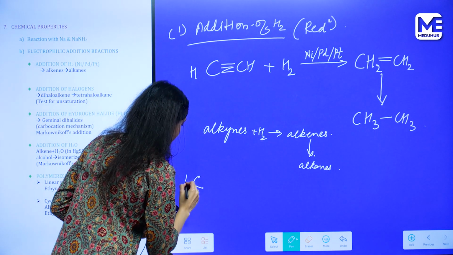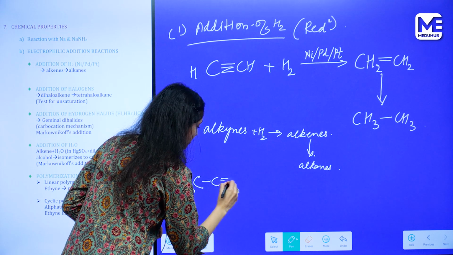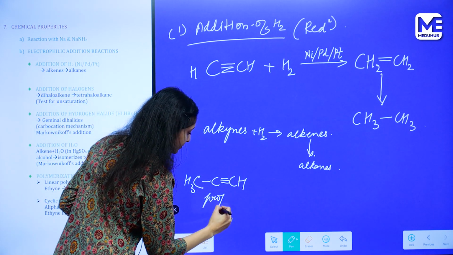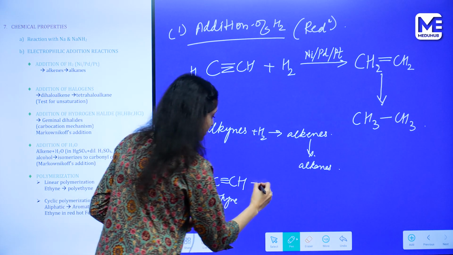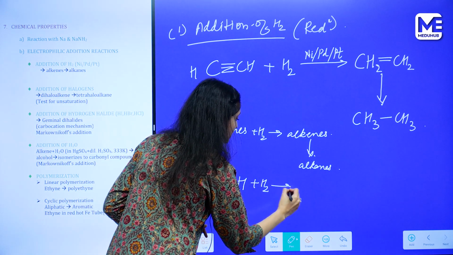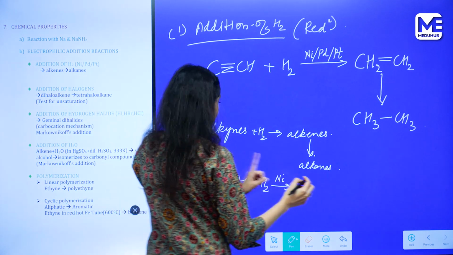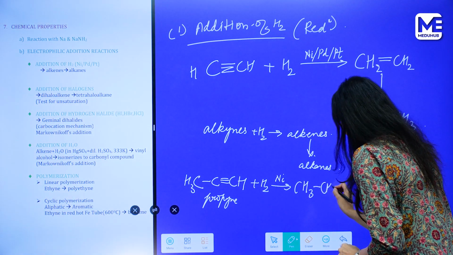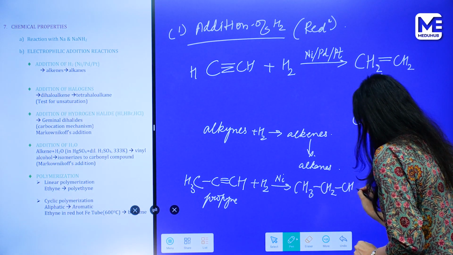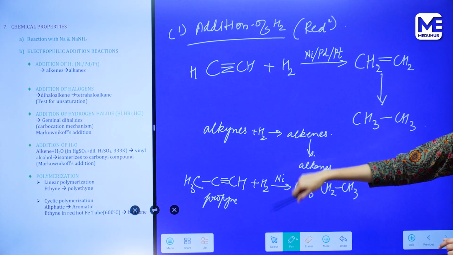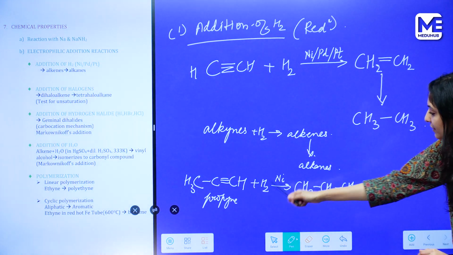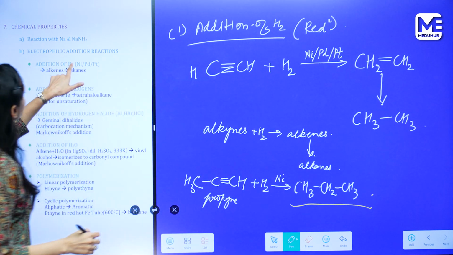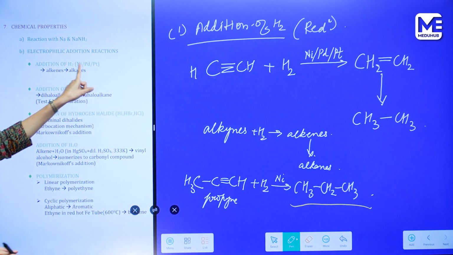If we have propyne, we add hydrogen to it in the presence of say nickel. Finally, we will get propane as the product. And before that, we will get propene. Further adding hydrogen, we will get propane. So this is the addition of hydrogen which gives alkenes and then alkanes.